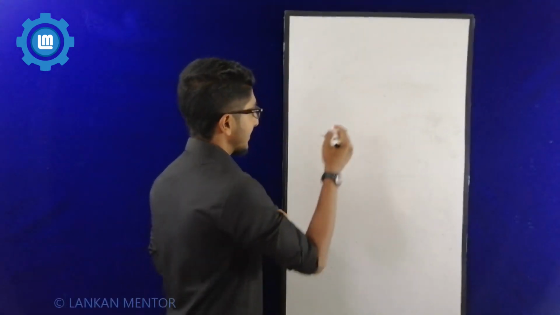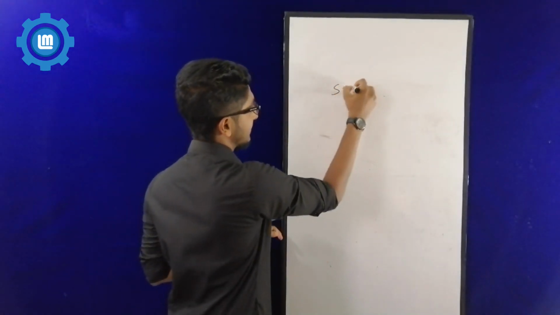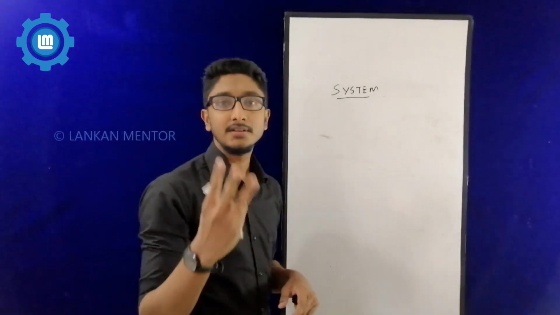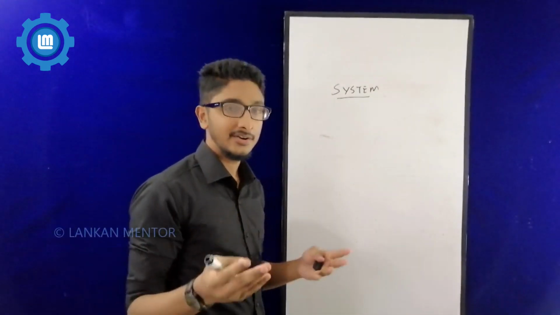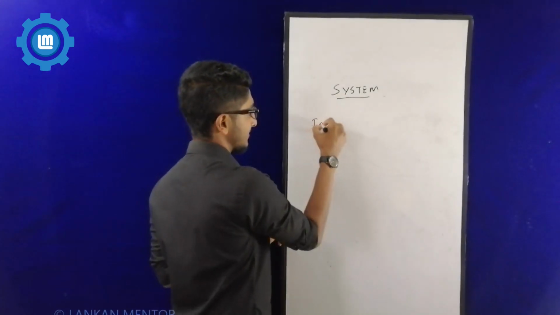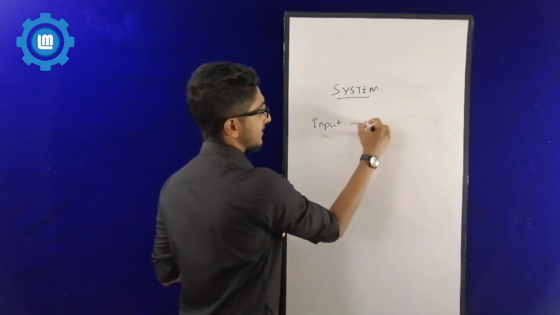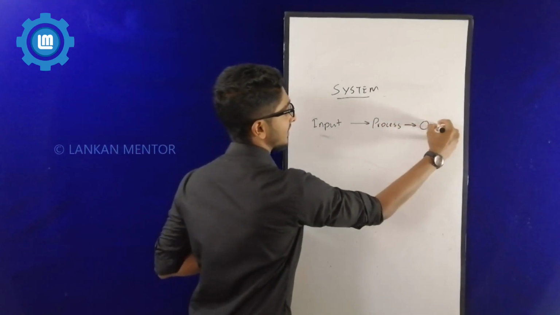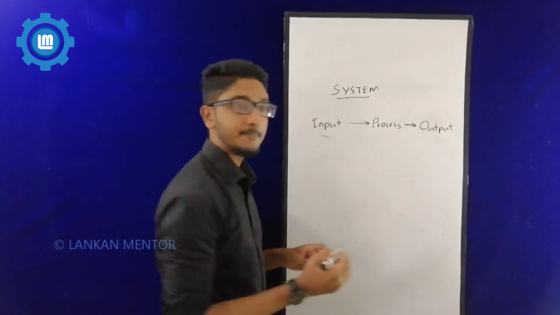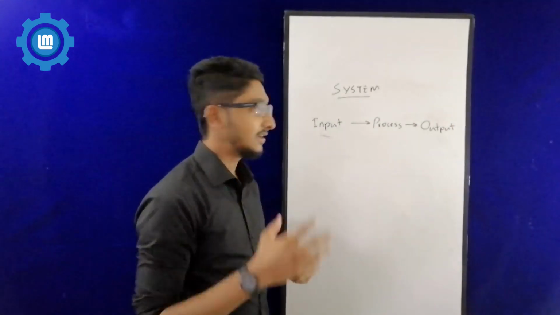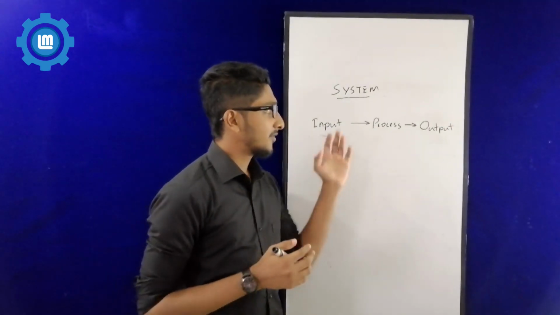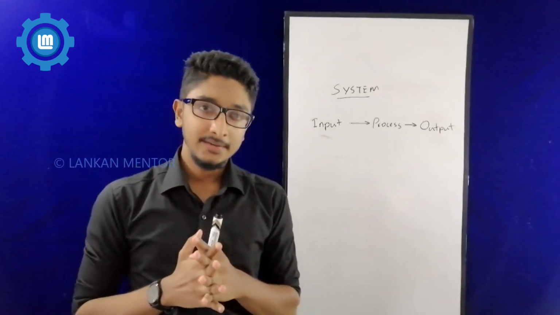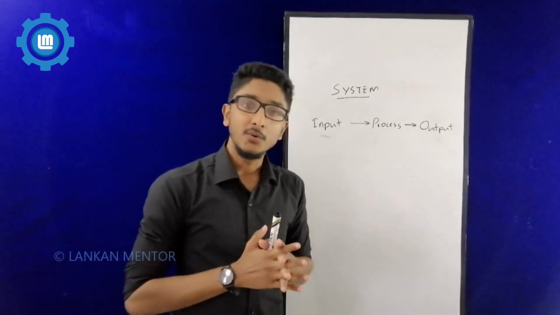A system has three main components. We already know that, right? A system will have an input, then it will be processed, and then you have output. You have these three things. Input, process, output.